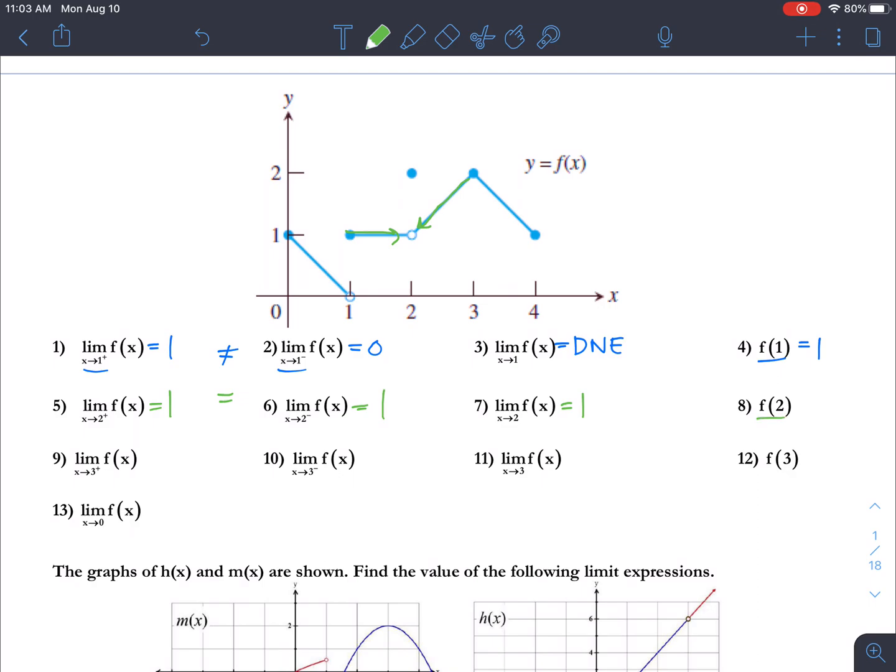And last but not least, what about f of 2? Well, if I scan here, where is that function value? It's actually at y equals 2, so be careful here. It doesn't necessarily have to equal what the limit is.